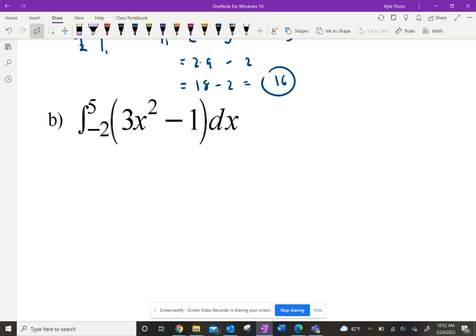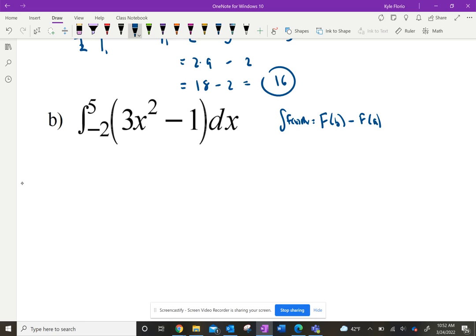So another example, copy it down. You can pause so that you have time to copy it down. But here we go. Find the definite integral from -2 to 5 of 3x squared minus 1 with respect to x. So again, I just need to find the antiderivative, plug in my limits of integration, and subtract them.